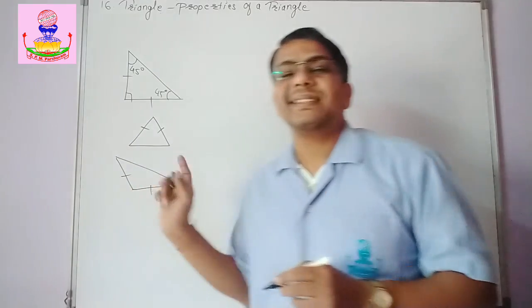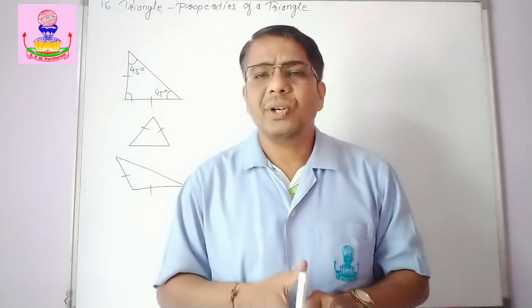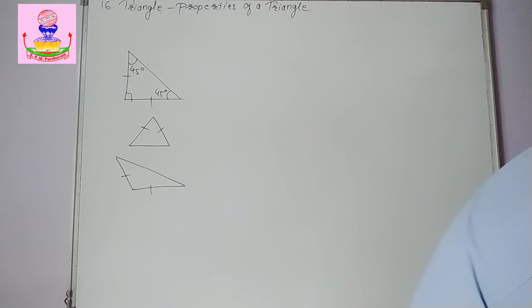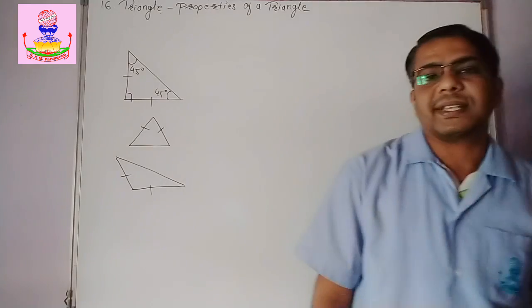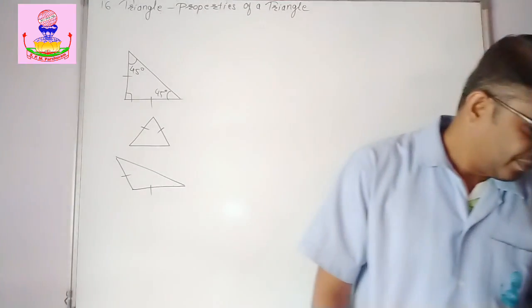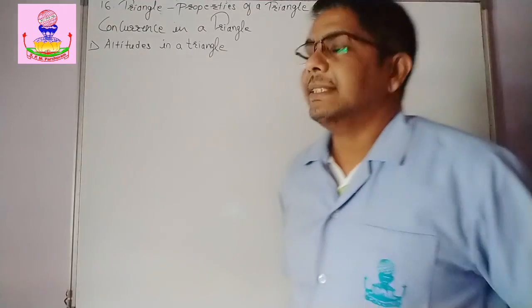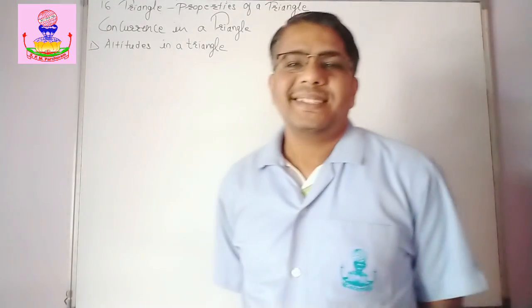These two sides are congruent, so these base angles will be congruent. Okay, so you can have different types of angles. Now let's move to the next part, that is concurrence in a triangle. So concurrence in a triangle.